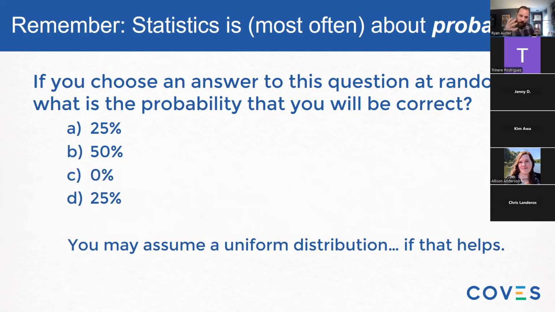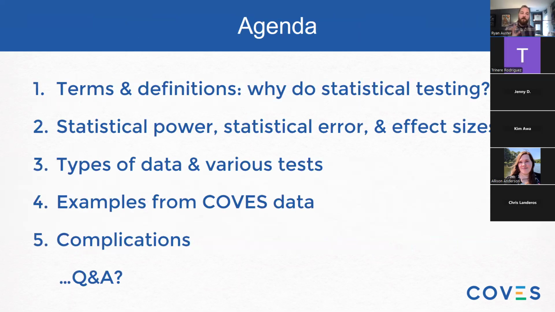So, just kind of priming your brain to think about probabilities as we get into this statistical side of COVES. There's five big things I want to talk about today, again, very quickly. We're going to go over some terms and definitions that set the stage for why we are doing this thing called statistical testing or inferential testing.